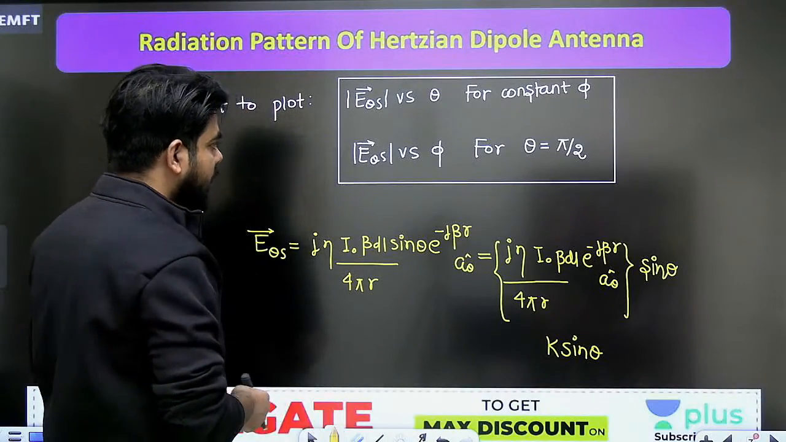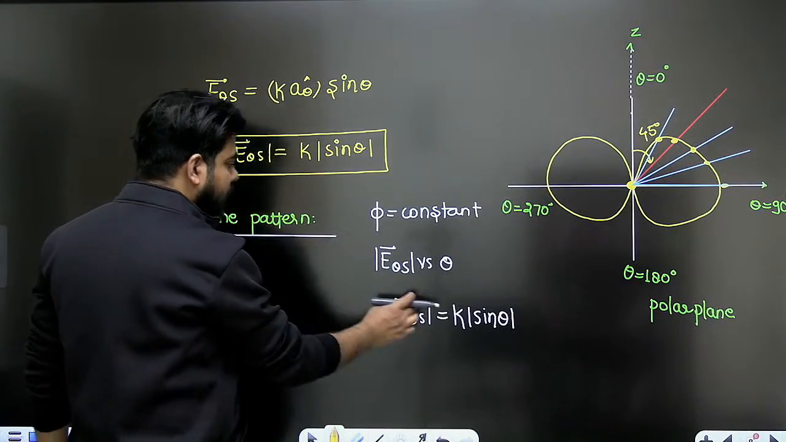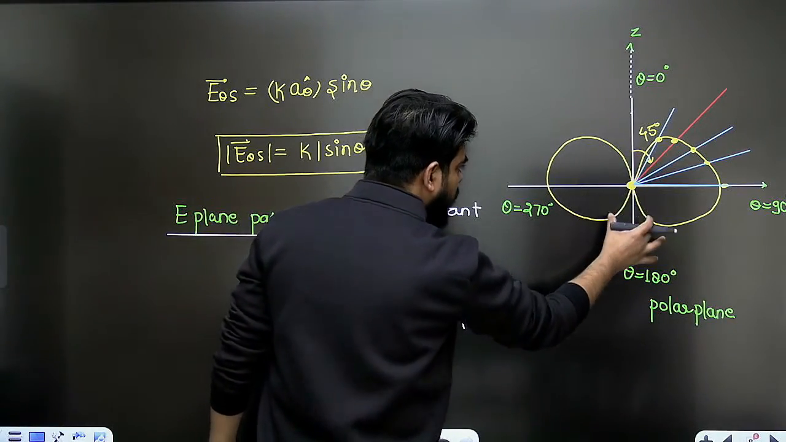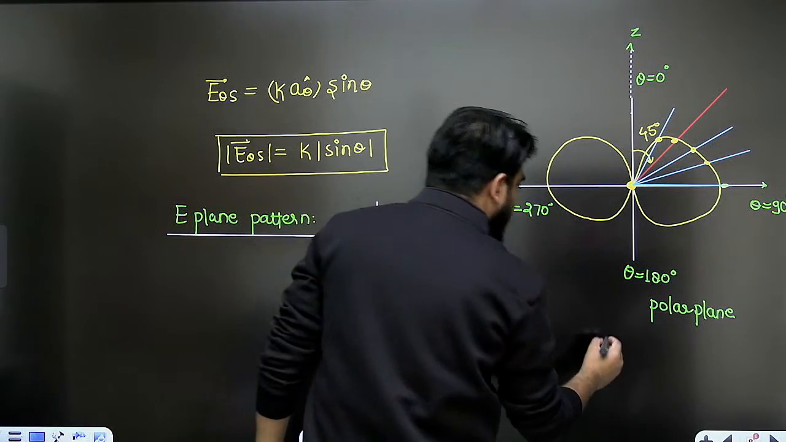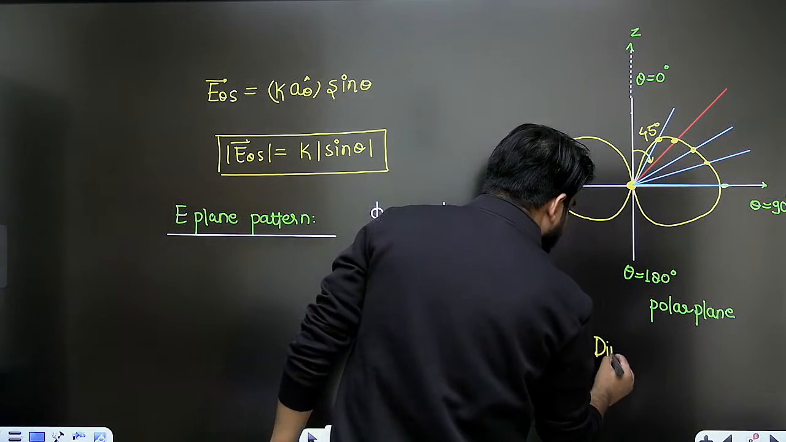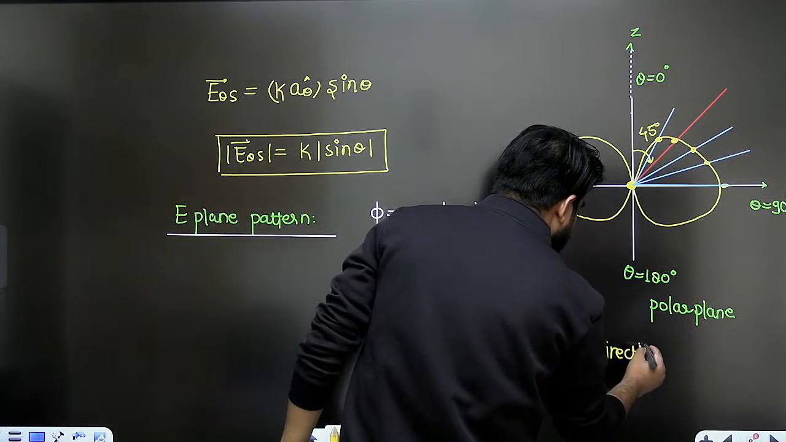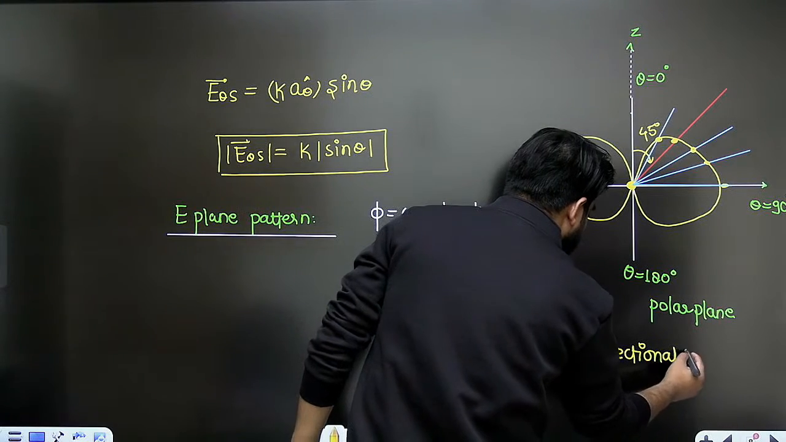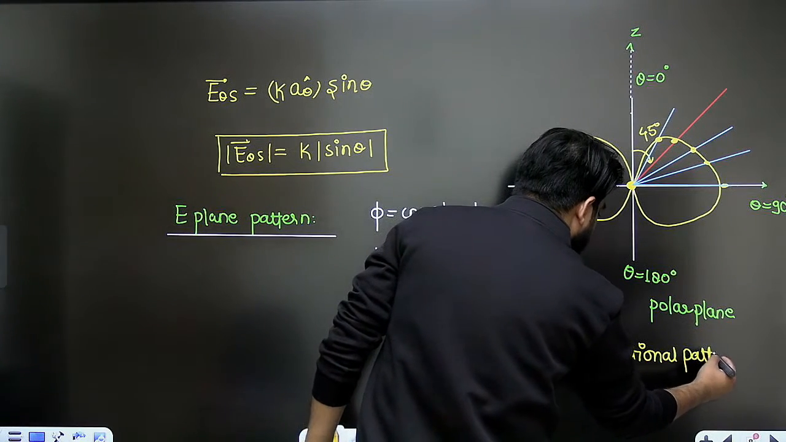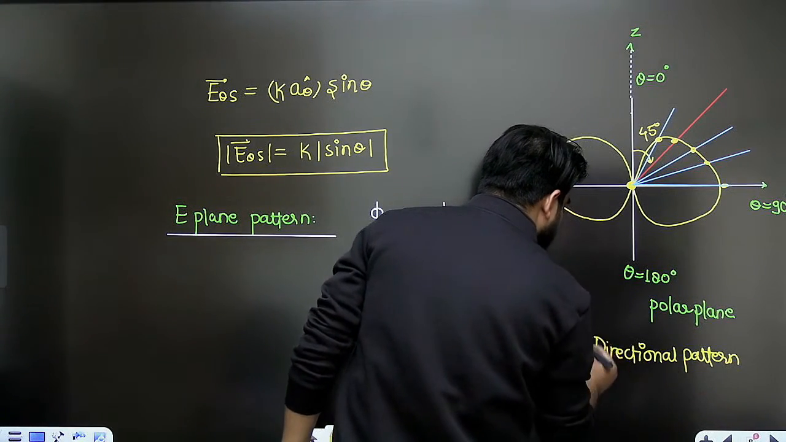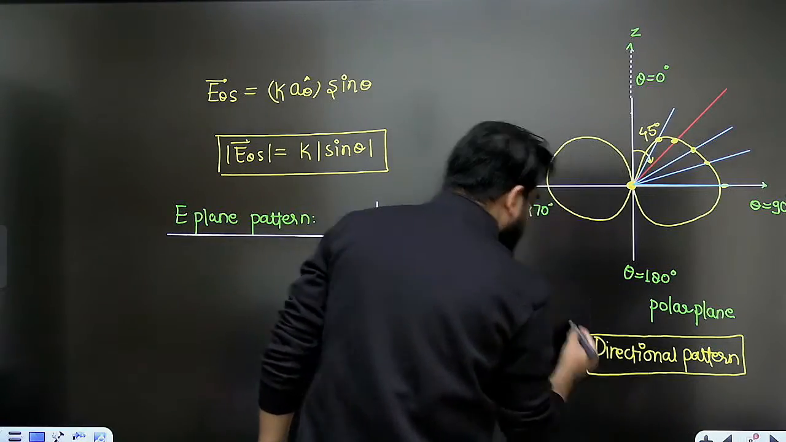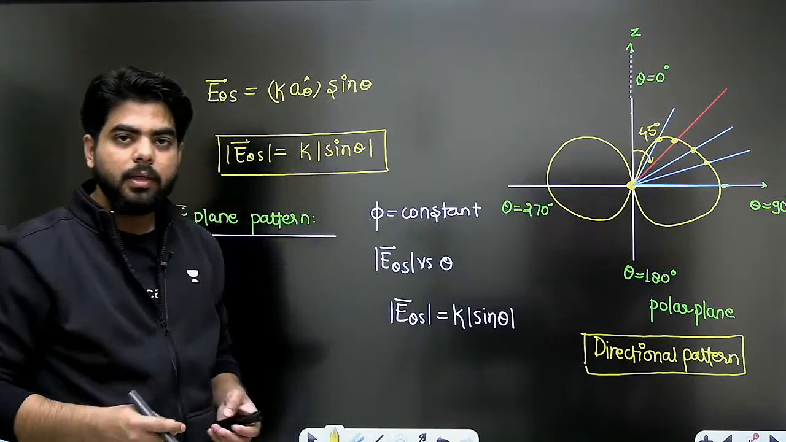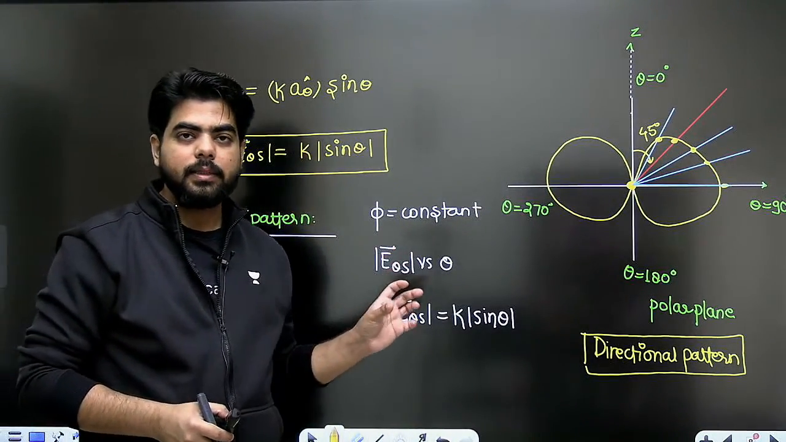So in this case you can say that since your mod of E theta s versus theta is coming out to be in this format, or maybe you can say that this pattern is completely directional pattern. Why is it completely directional pattern? Because if the direction is changing, or theta is changing, the magnitude of mod of E theta s is changing. And if its magnitude is changing, it means it is throwing different radiation in different directions, throwing different electric field strengths.